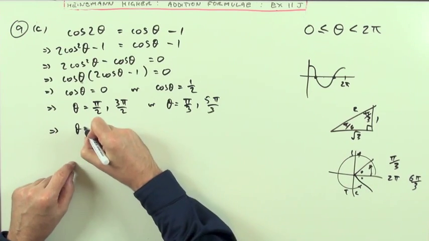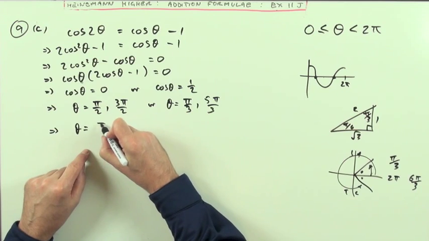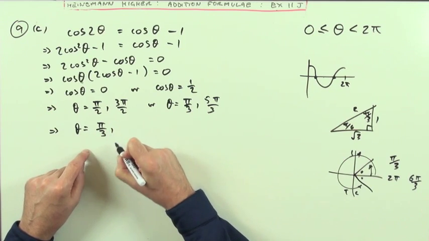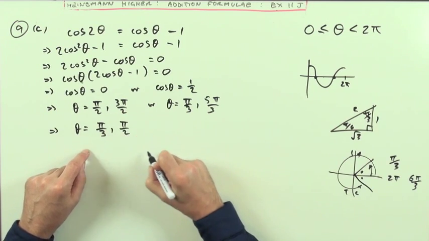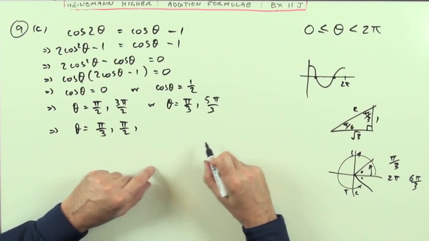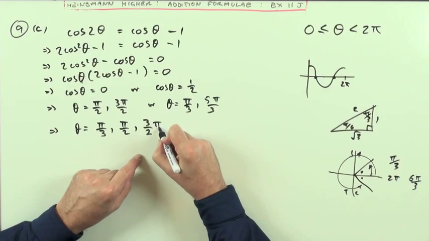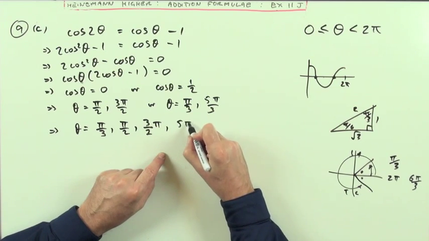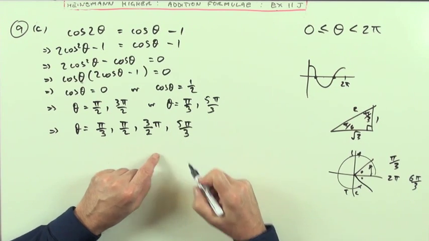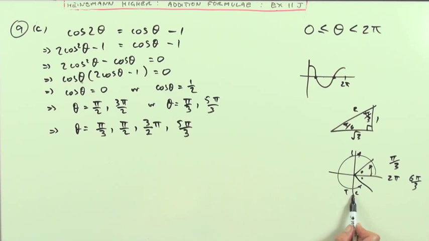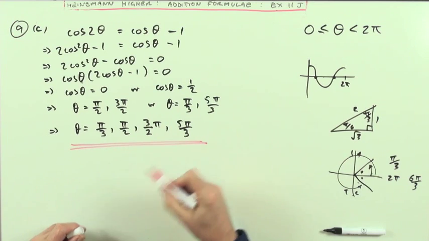Put them all into order. So it's going to be the smallest one first, pi upon 3. Then it would be pi upon 2. Then it would be the 3 pi upon 2. Then it would be the 5 pi upon 3. Oops, that bit's messy. I knew that one came first because that's this angle here, the 270, and that one's coming after it. There it is.